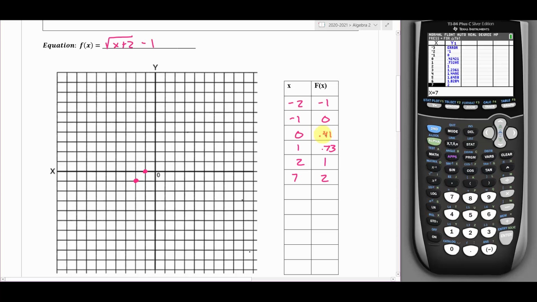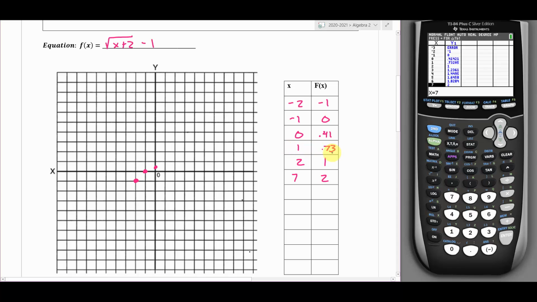The next one is at 0 and 0.41. So I'm not going to go left or right at all, but I got to go up 0.41. So I just got to eyeball it a little bit here. So about right here. Right, so if you get one of those decimal values, you're going to be in between the box here. You just got to eyeball where you think 0.41 is. It's almost halfway, but not quite halfway.